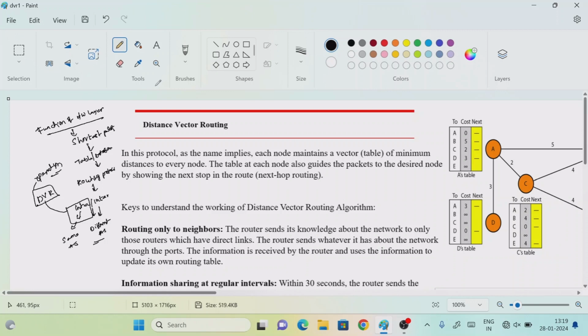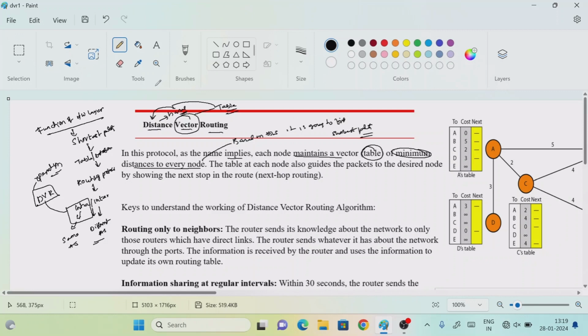The first point to remember is the meaning of vector. The simple meaning of vector here is table. Each router or node will have a table with respect to its distance to the other routers. It maintains a vector table of minimum distance to every node, and based on that it finds the shortest path. So every router has a routing table in terms of distance, and based on that it finds the shortest path in the case of distance vector.